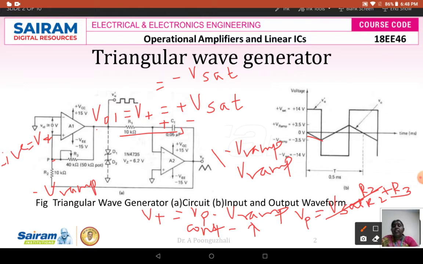So now this Vramp will come here. When my input to the integrator is minus Vsat, my output is going to be plus Vramp, and my voltage at the non-inverting terminal is going to become plus Vramp there. Plus Vramp means that it is going to be a positive voltage there.